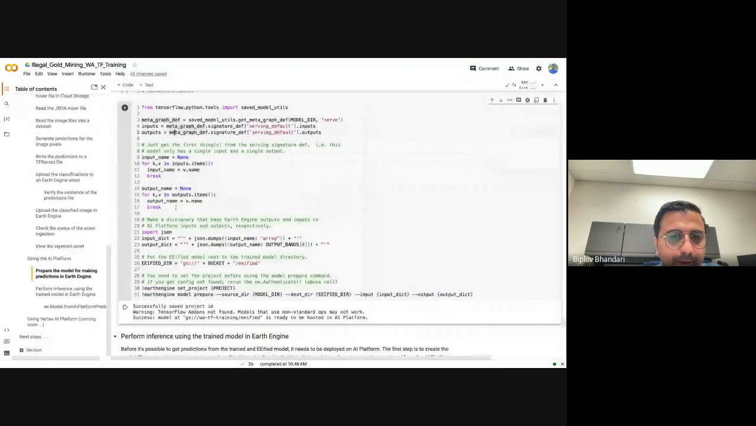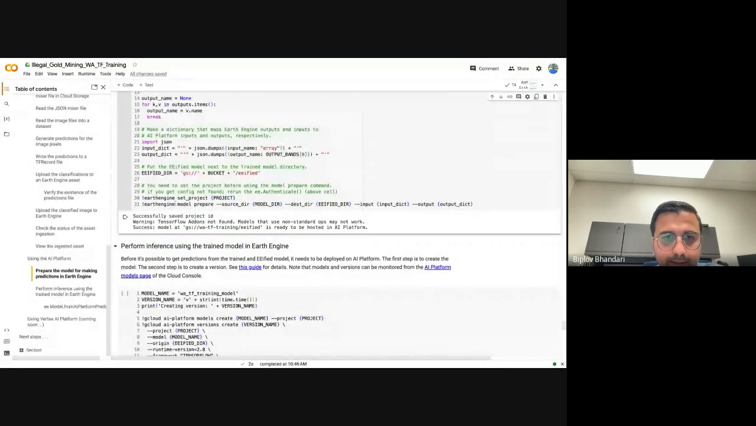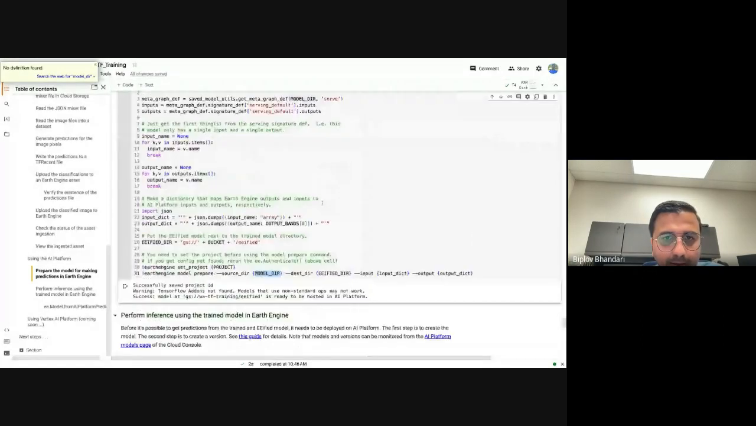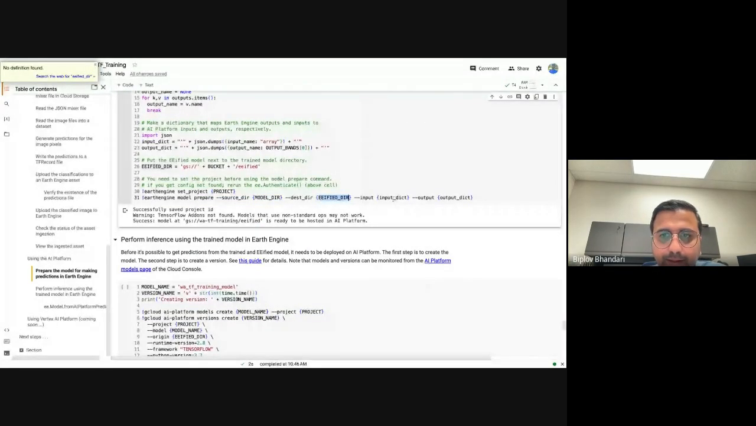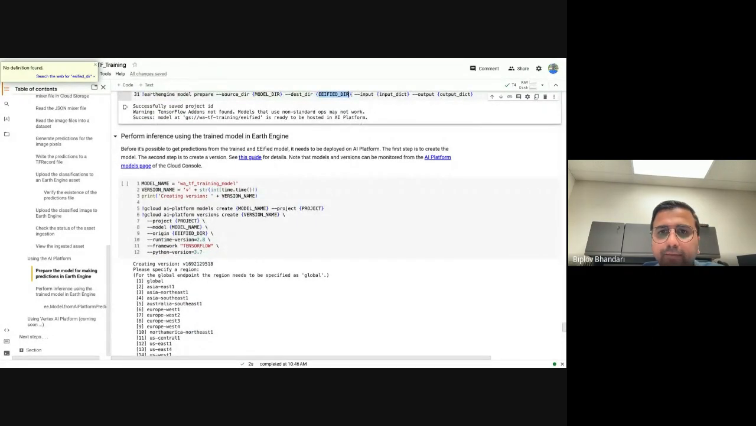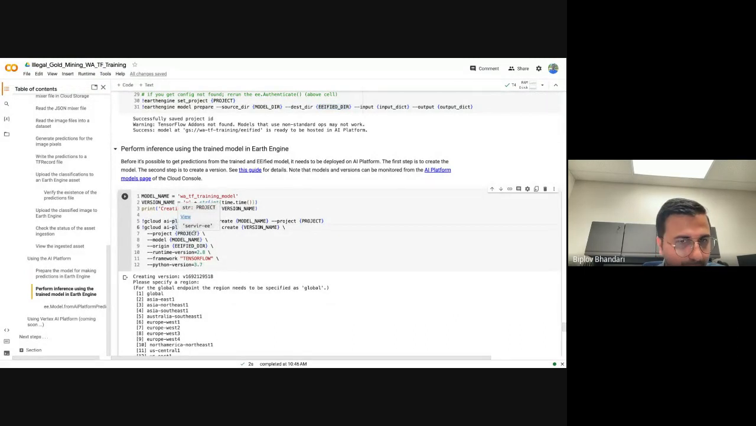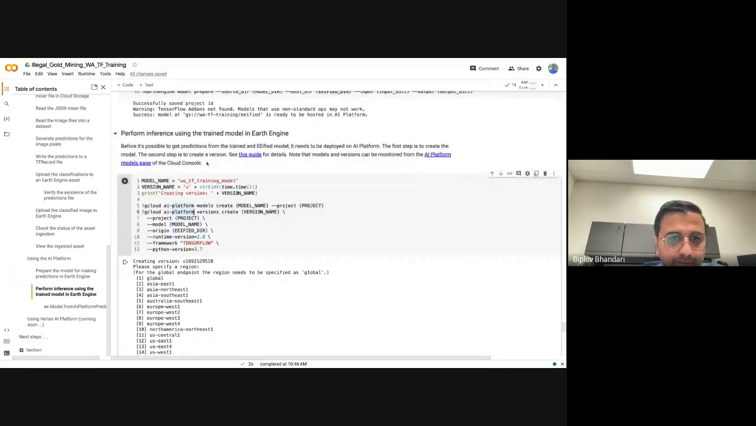Next, we are preparing our model to be exported to Earth Engine. So you basically run this, you provide the model directory, and then where you want to save this model, what are the input and the output. And next, once you have this EE5 directory, you can use that to host your model in an AI platform, which is what's going on here.